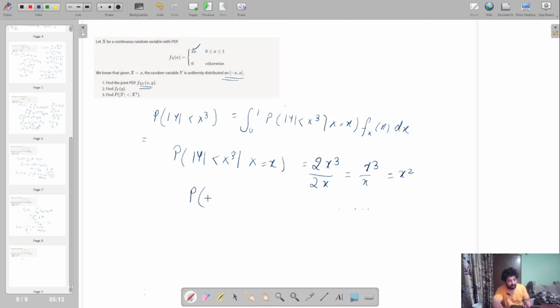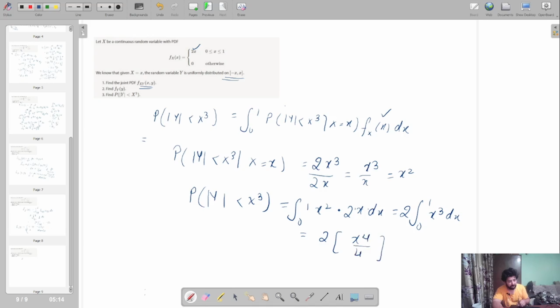Now we can integrate this over x from 0 to 1. So I can say probability y modulus less than x cube will come out to be integral 0 to 1 x square, and I can actually add my function here. So I can say this will be 2x dx. Solving this, I can say 2 will come out, 0 to 1, and I will have x cube here dx, which will come out to be 2x^4 by 4 from 1 to 0, and this will be 2 times 1 by 4, so it will be half.